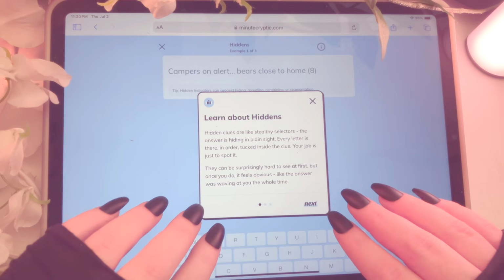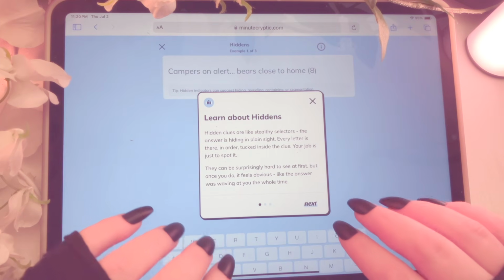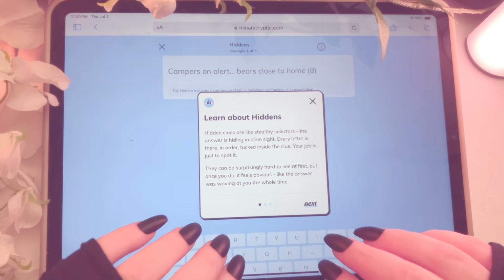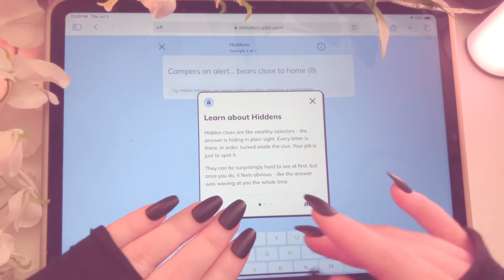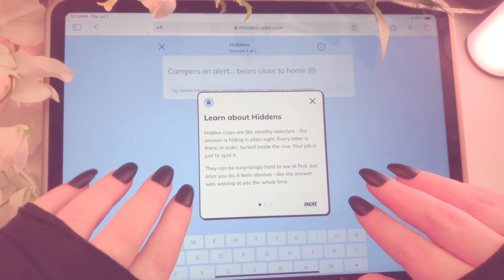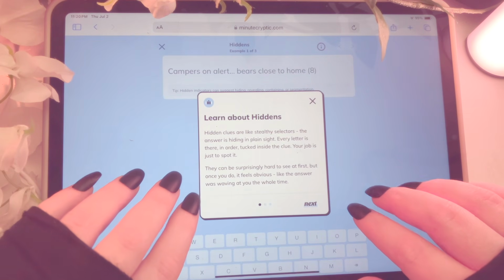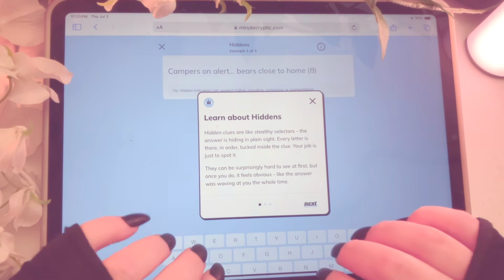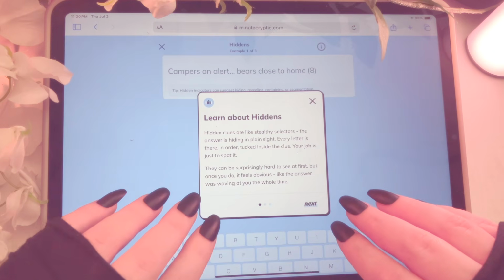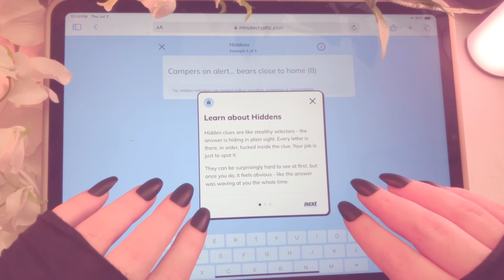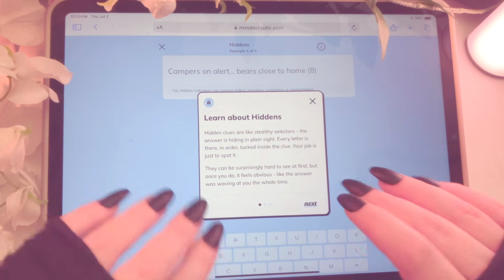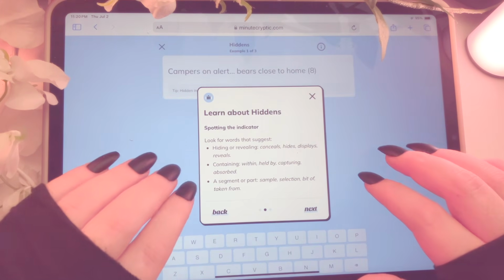Hidden clues are like stealthy selectors. The answer is hiding in plain sight. Every letter is there in order, tucked inside the clue. Your job is just to spot it. They can be surprisingly hard to see at first, but once you do, it feels obvious, like the answer was waving at you the whole time. The hiddens are one of my favorites.